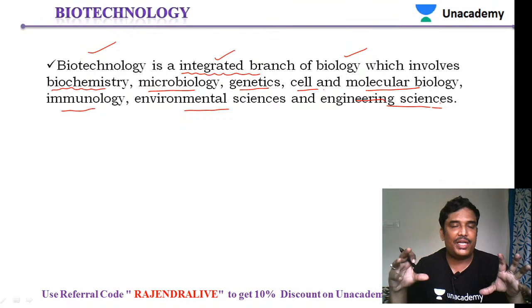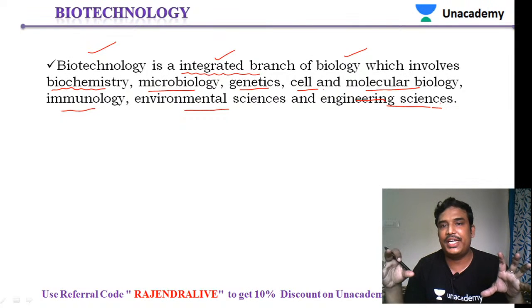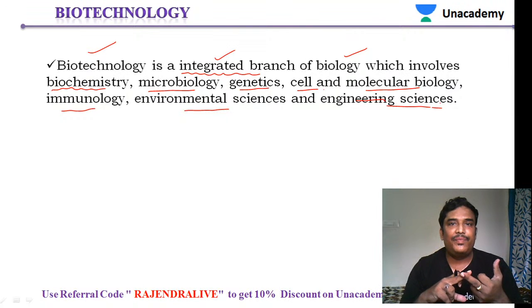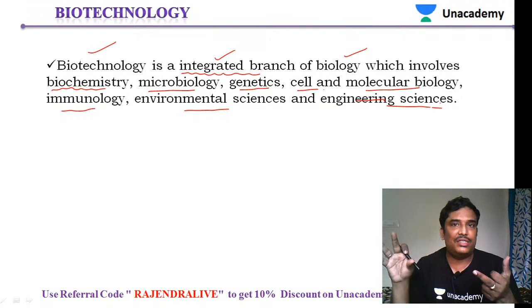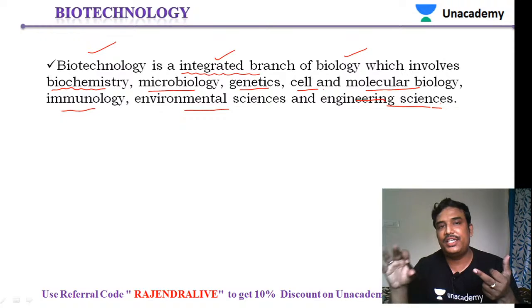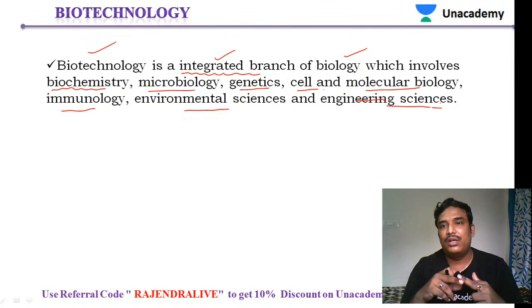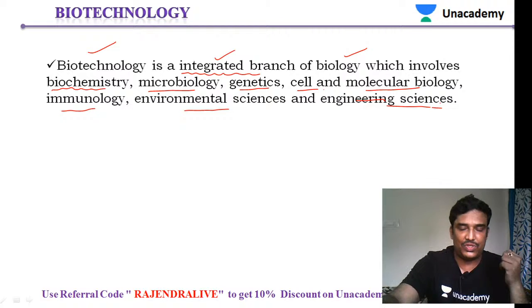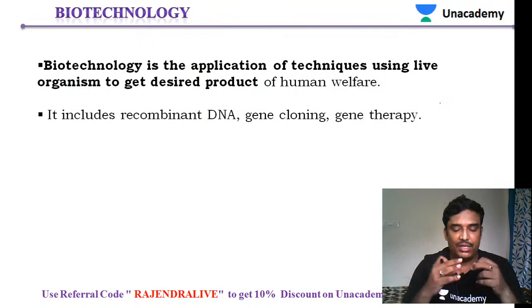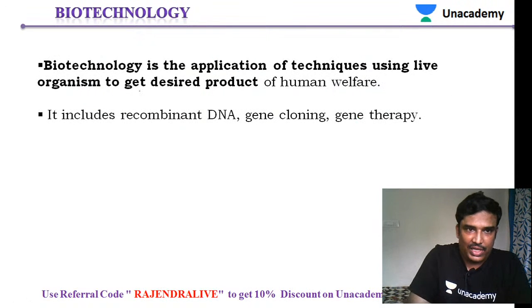So how was the biotechnology branch defined? It is an integrated branch of biology. It is integrated with other branches. What are the other branches with which it is integrated? It is integrated with biochemistry, microbiology, genetics, cell and molecular biology, immunology, environmental sciences, and engineering science. So all these branches are integrated. Let us now see the applications of this particular biotechnology.